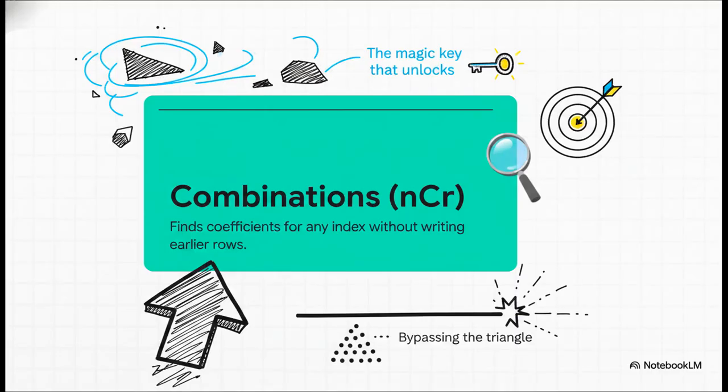All right, it's time to level up and fix that flaw. To bypass the triangle entirely, mathematicians leveraged a concept called combinations, written as nCr. Think of combinations as a highly targeted teleportation device. Instead of agonizingly calculating all the rows up to row 12, the combinations formula lets you jump to the exact coefficient for any specific spot on any specific row, instantly. It is the magic key that unlocks this entire theorem.